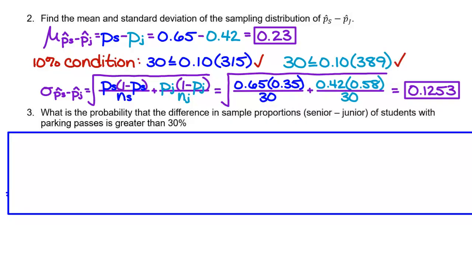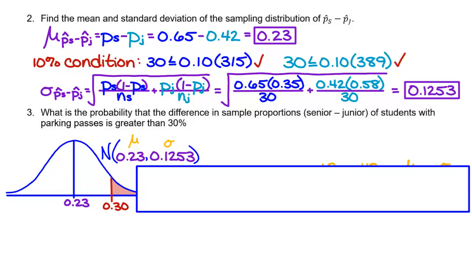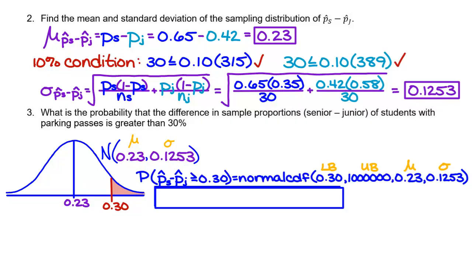What else needs to go on the picture? 0.30. And then shading which way? Shading to the right, 30% or greater. So your picture should look something like this. So the probability of p hat senior minus p hat junior being greater than or equal to 30%.